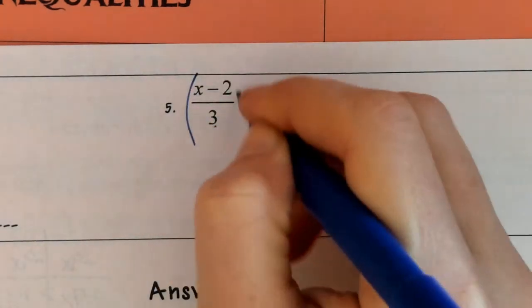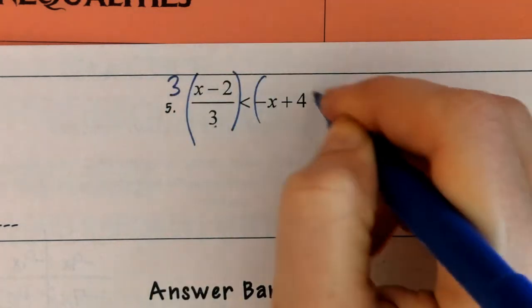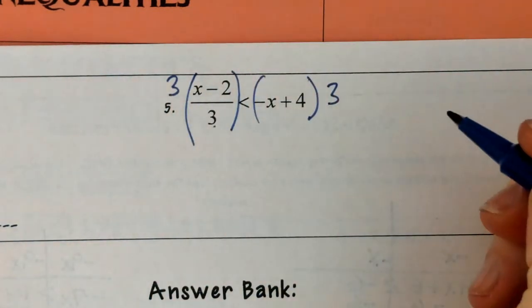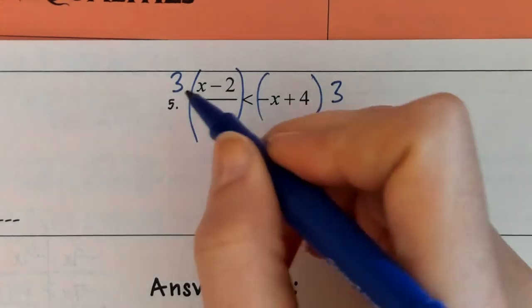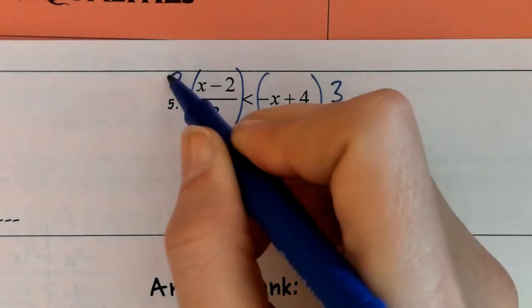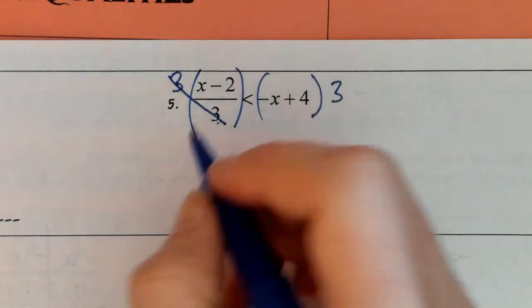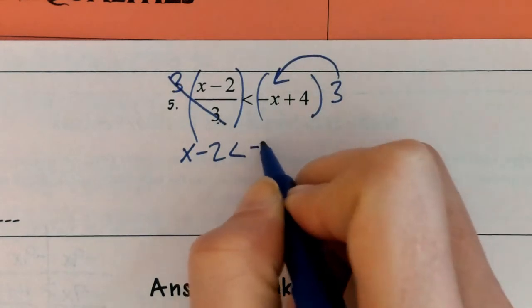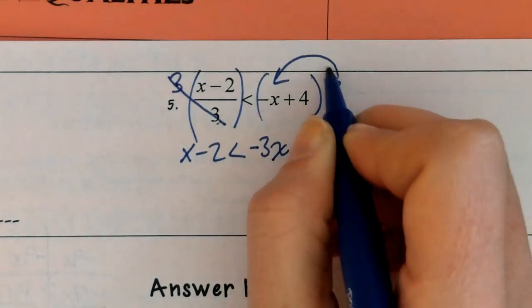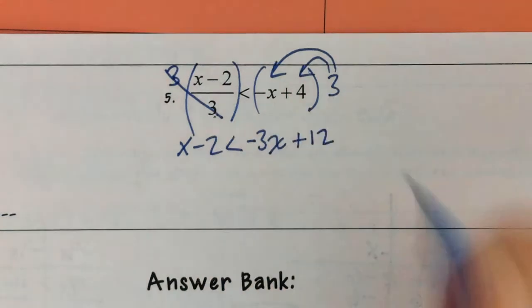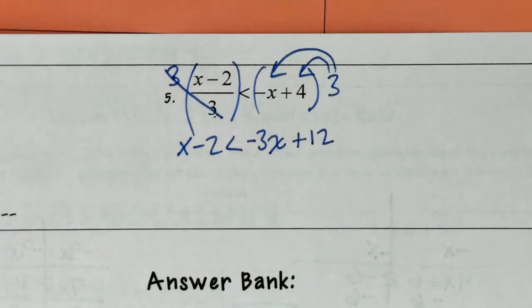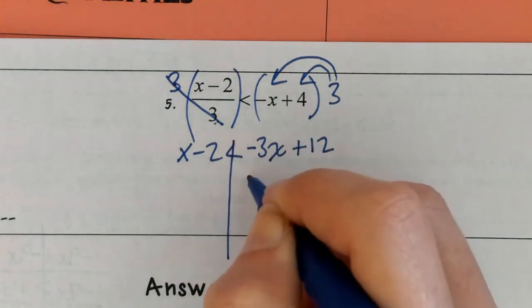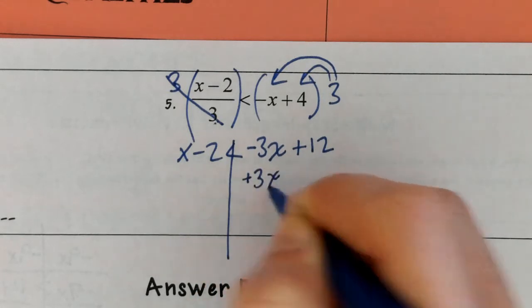So we'll get rid of that fraction first by multiplying the entire side of both sides by 3. This is 3 times 1 over 3, which are inverses and they cancel. This is 3 times negative x, which is negative 3x, plus 3 times 4, which is 12. So first, multiply to get rid of the denominator, then do what we've been doing. Get your variables together.